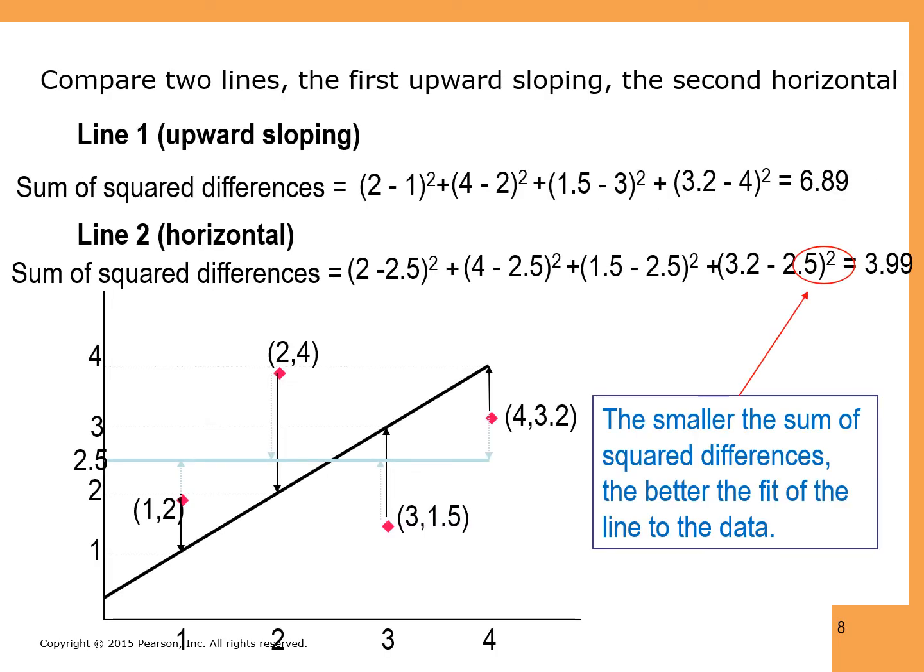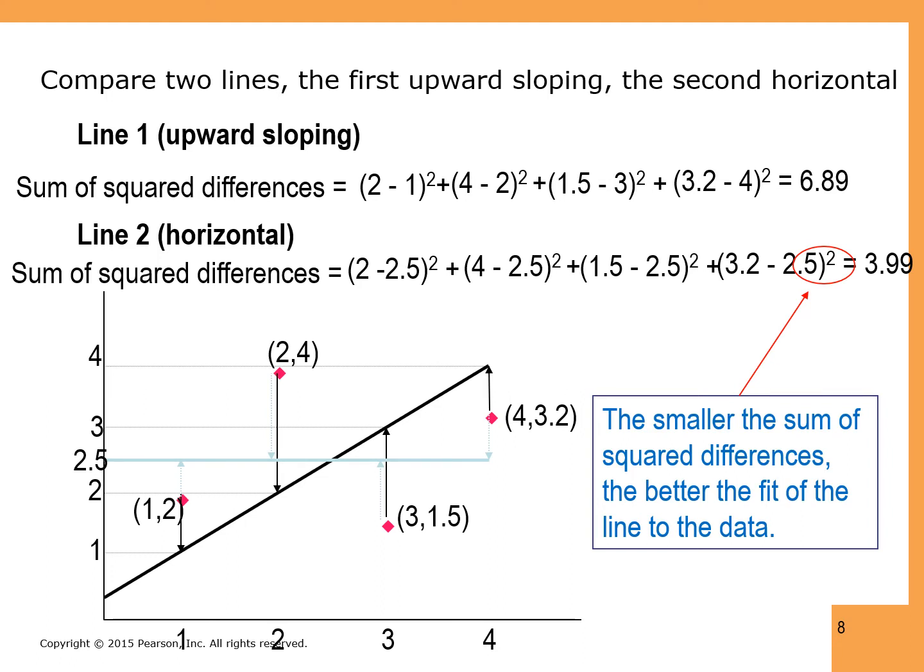Let me give you an example of how OLS is actually calculated. So here we have the 4 data points from the sample before, and we also have 2 lines that fit the data points. We have one line that is upward sloping, in black, and another line that is horizontal, in blue.